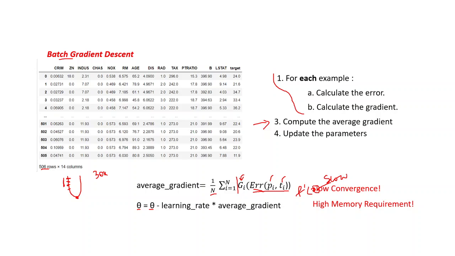Also, in order to update the parameter, this is a serial process. You can't parallelly update the parameters. So parallelizability is not possible in case of batch gradient descent, and in fact all of these make it very less suitable for big data applications. It also has another limitation which I will be talking about shortly.